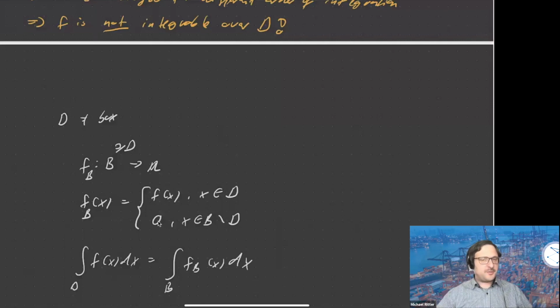And of course, the problem with this definition is that fb will usually not be continuous, right? So at the boundary of that D, it jumps straight to 0. And if f does not happen to be 0 there, or at least have a limit of 0, then of course this will introduce discontinuities. And that means if we have arbitrary sets, we usually deal with discontinuities.